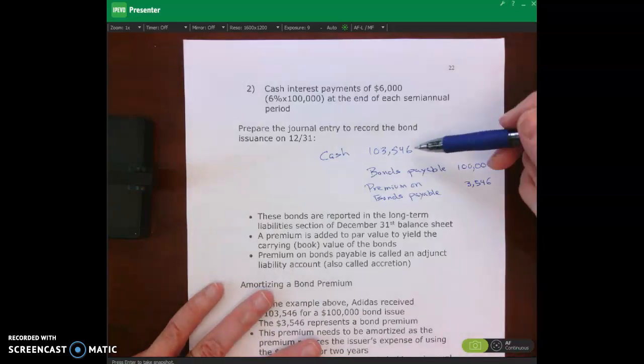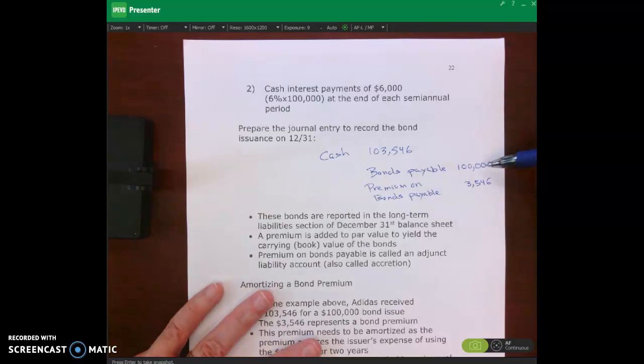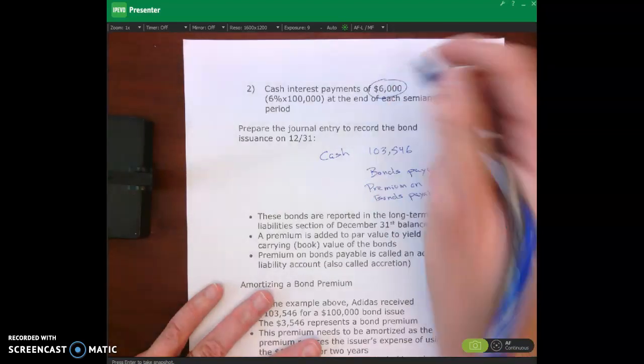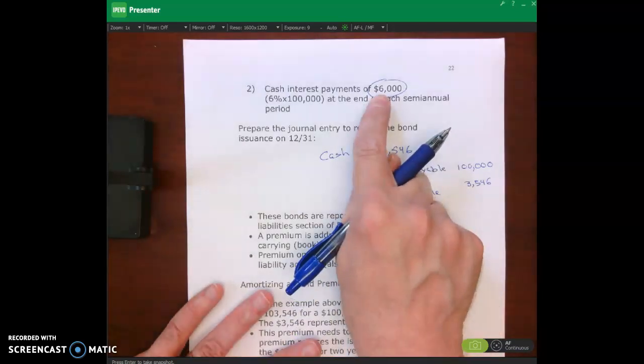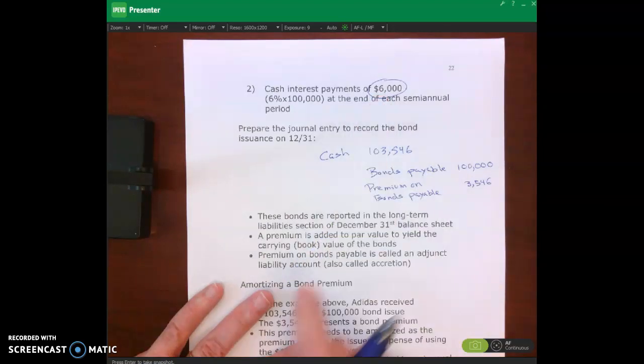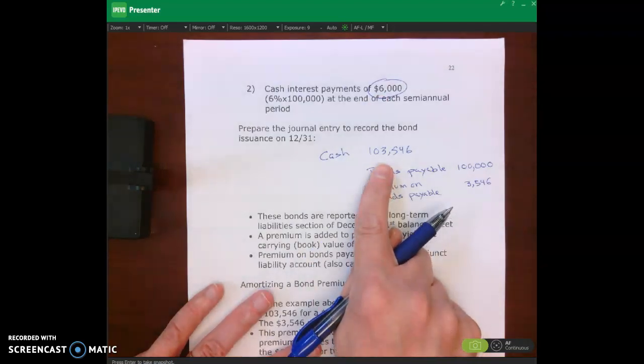Now you might be saying, well, this is a great deal. I get $103,546. That's how much I get up front, and I only have to pay back $100,000? Yeah, fantastic deal. What's the problem? Look at your interest payments. It's $6,000. And the other problem, with the discount, it was only $4,000. So you're going to be paying more in interest, in your semi-annual interest payments to your bondholders. And that's why you get more cash up front.